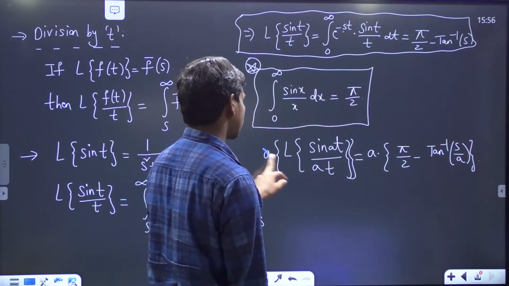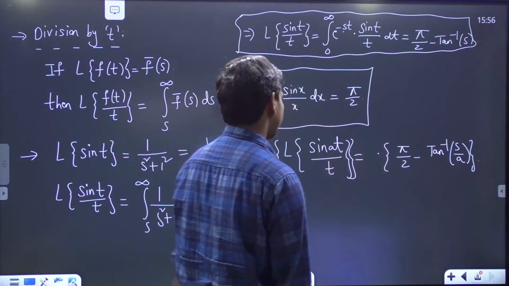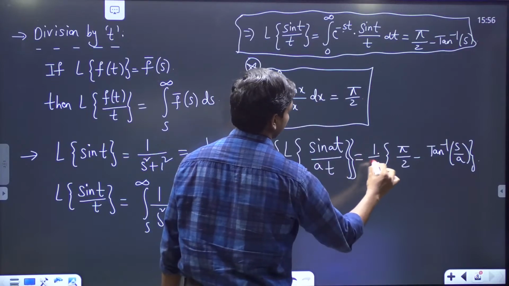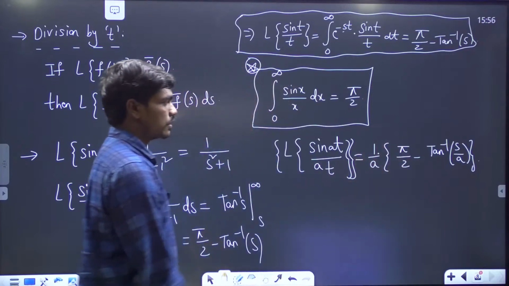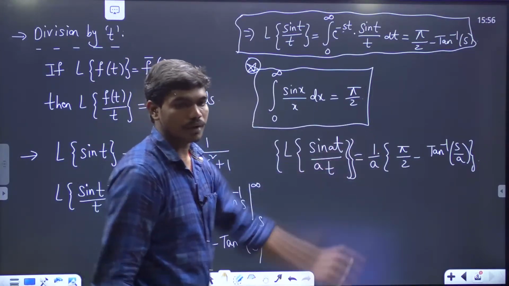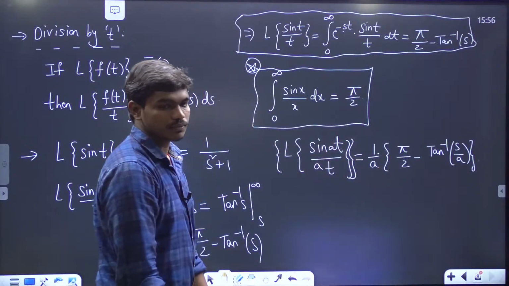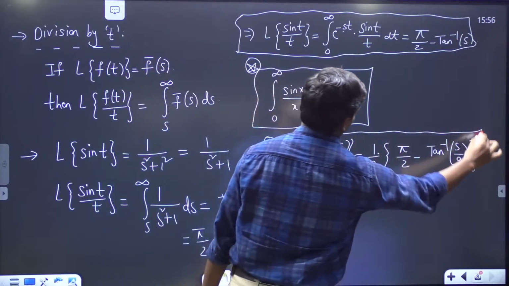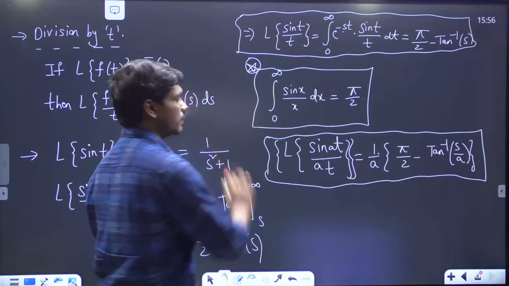I think these a's are not present here. If you write one a, you can write one more a here as well. That could be fine. So Laplace of sin at by at is equal to 1 by a into pi by 2 minus tan inverse of s by a. So this is the result which we have.